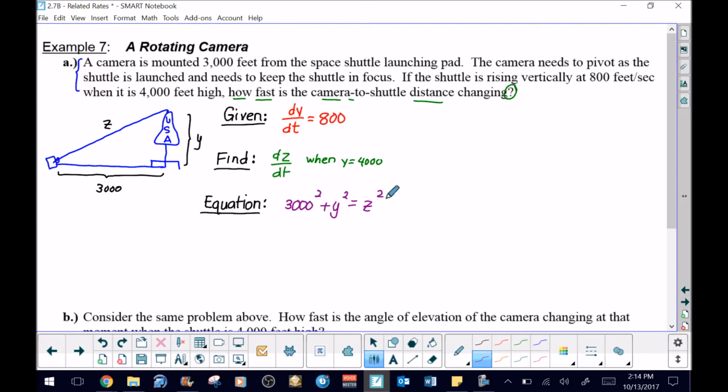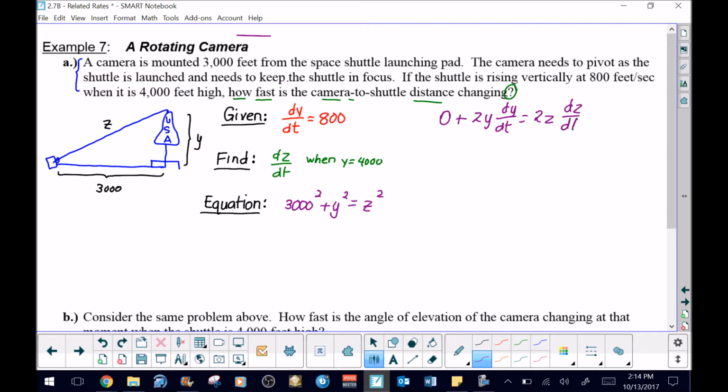So the next thing that we are going to do is take the derivative of this. Don't bother yourself with squaring 3,000. It's a waste of time because its derivative is 0. And we don't want an equals just yet. How about a plus? Now the derivative of y squared would be 2y dy/dt. And we would set that equal to 2z dz/dt.